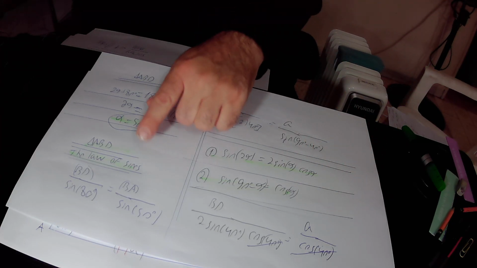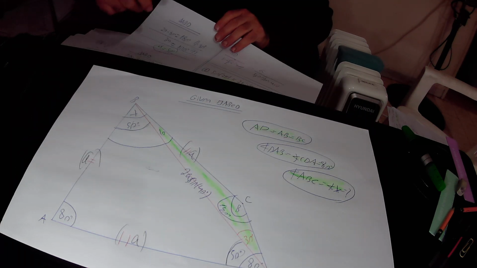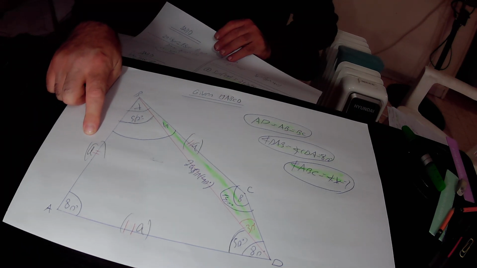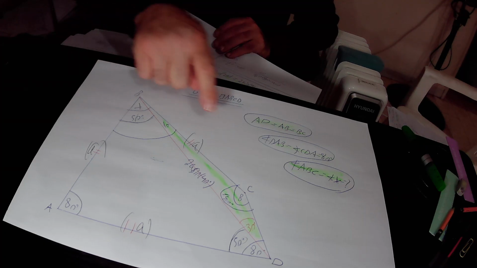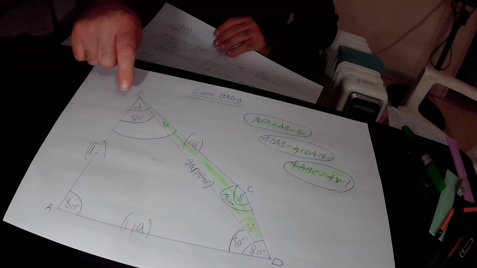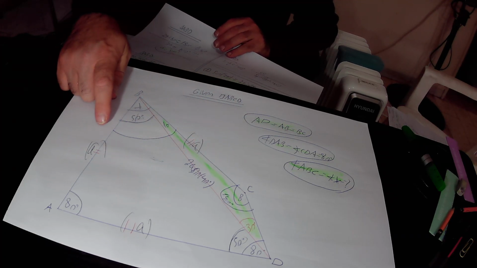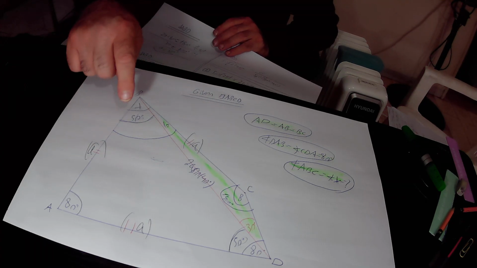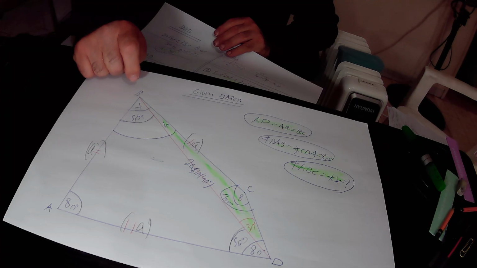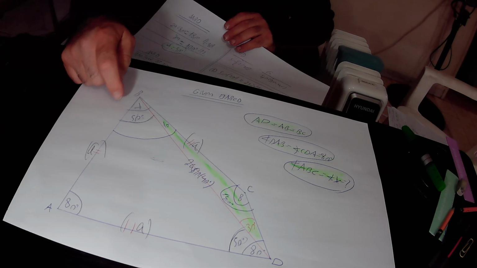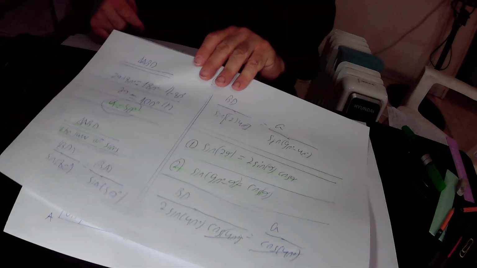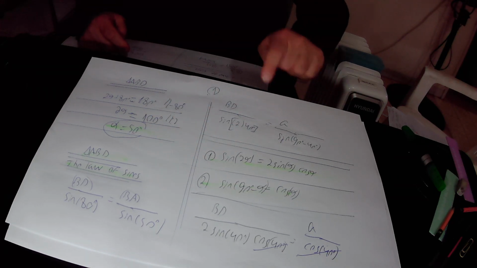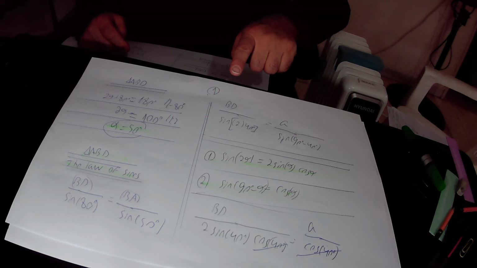And we know that BA equals A because BA equals BC equals AD. We found one side of this triangle, so all the triangle sides must also be equal to A because they are equal to each other. So we substitute BA by A.